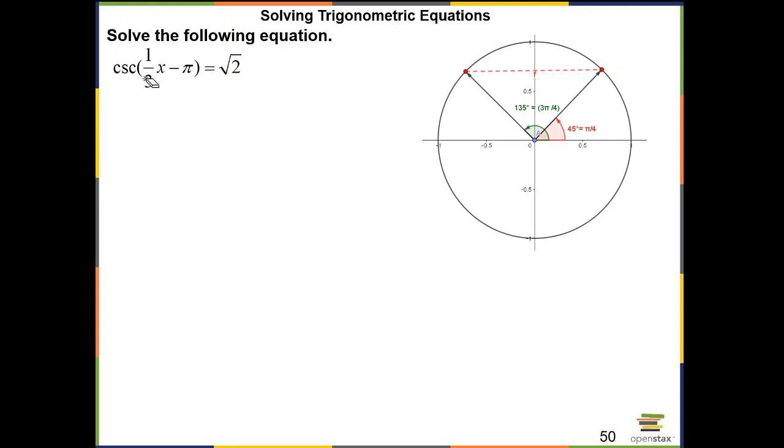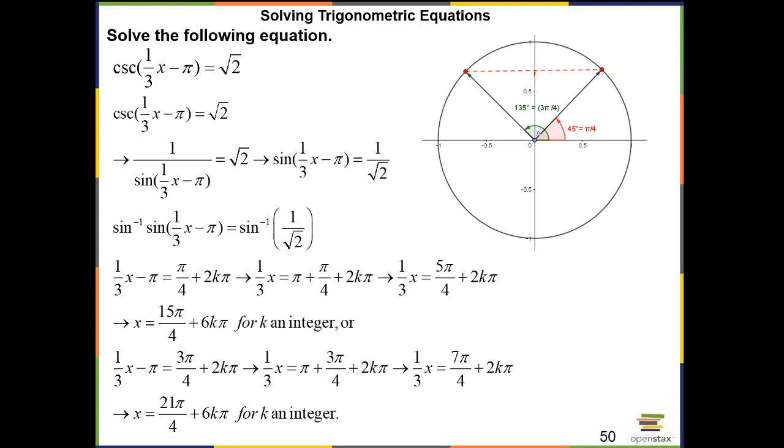This is cosecant. Now, whenever we have cosecant and secant, we don't work with them directly. We can work with the reciprocals. All you have to do is take the reciprocal of both sides. Now, the reciprocal of cosecant is sine, so cosecant is 1 over sine equals square root of 2.